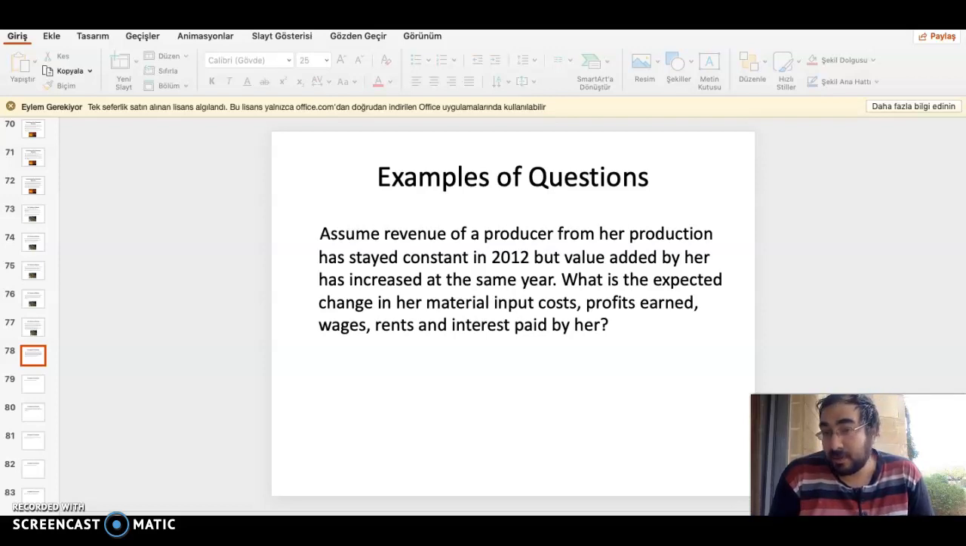But the sum of the four should be more than the previous year. Since revenues are the same and value added is higher, and revenue is the sum of input cost plus value added, the input cost should have decreased. Since value added increases, input cost should decrease so that revenue can stay the same. So this is the first question.